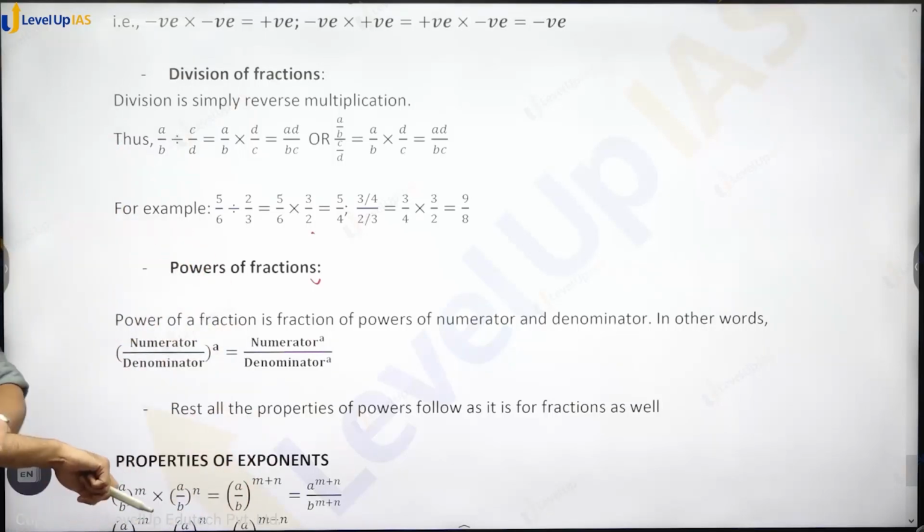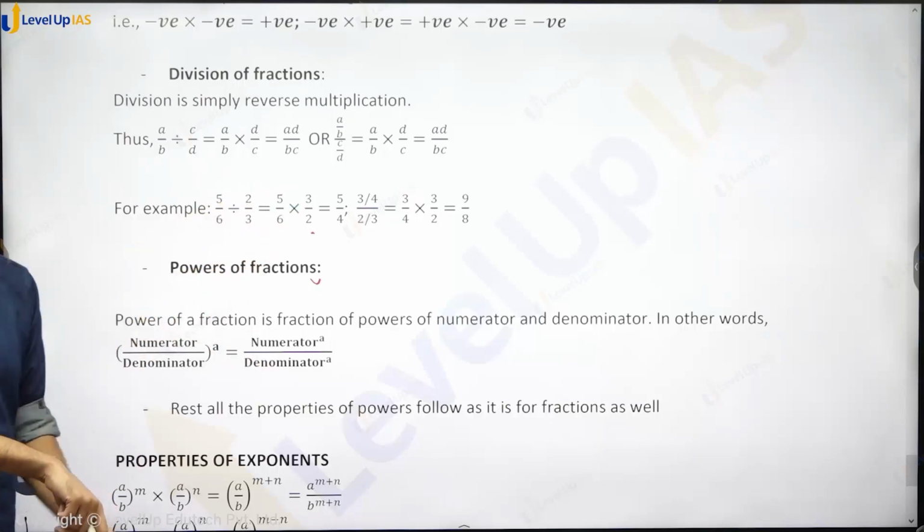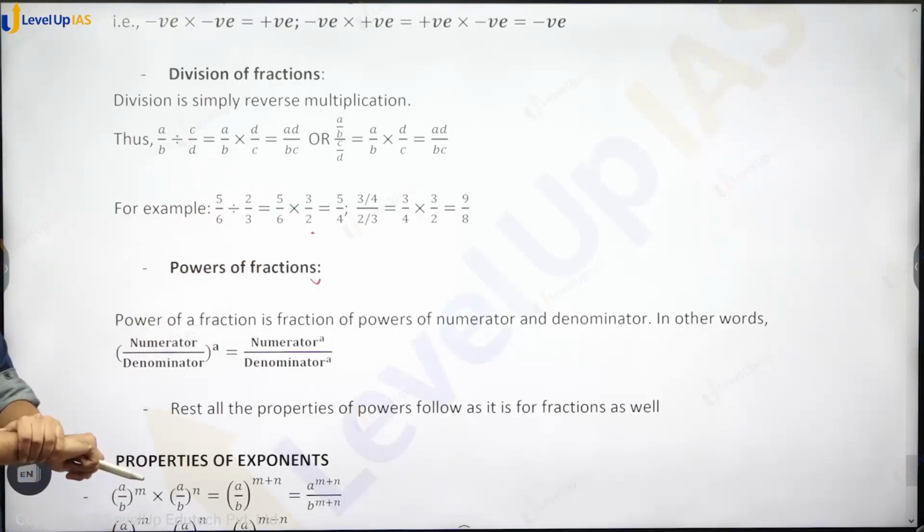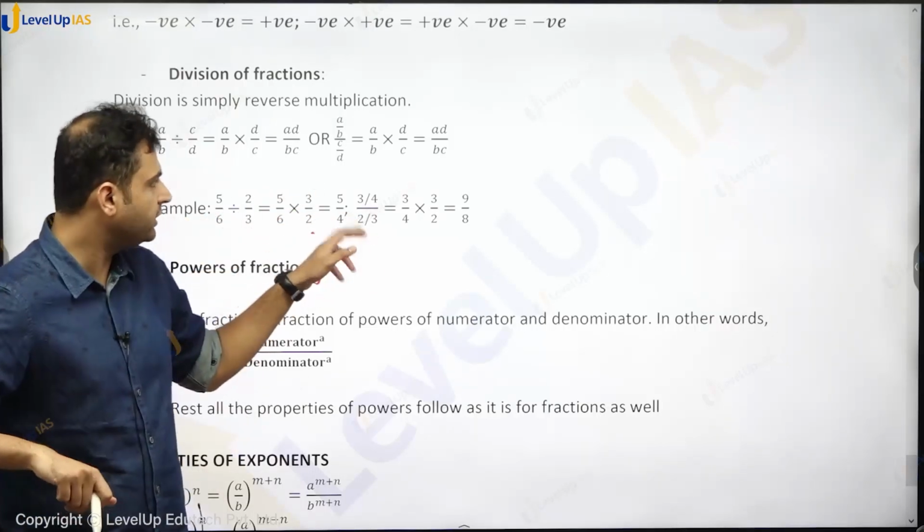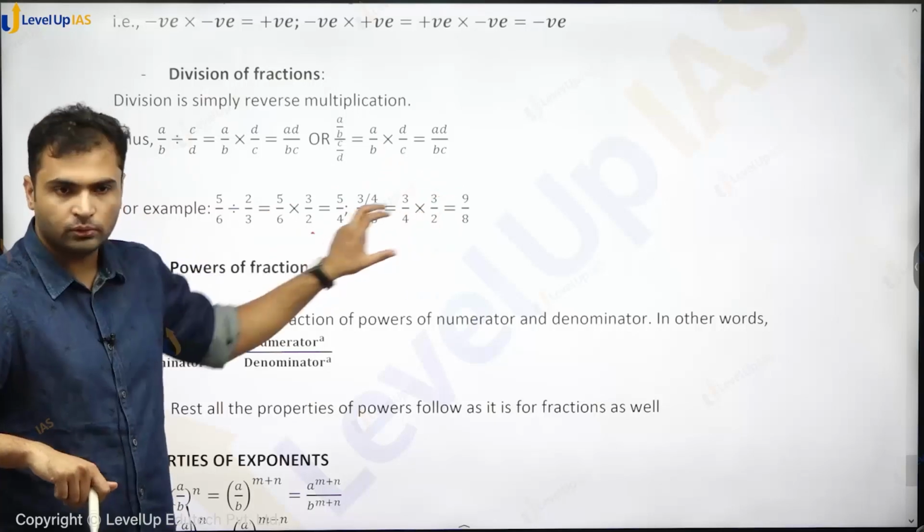Examples है. 5 by 6 divided by 2 by 3 which will be nothing but 5 by 6 into 3 by 2. Same thing with fractions. 3 by 4 divided by 2 by 3 is equal to 3 by 4 into 3 by 2. उल्टा करके multiply.